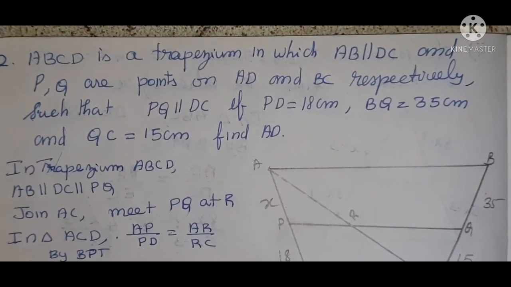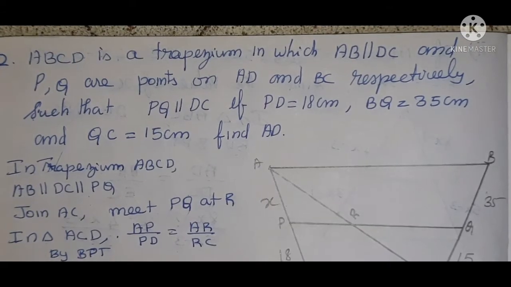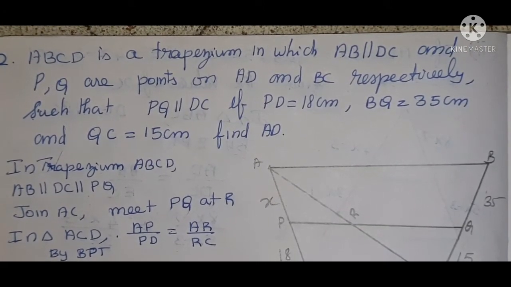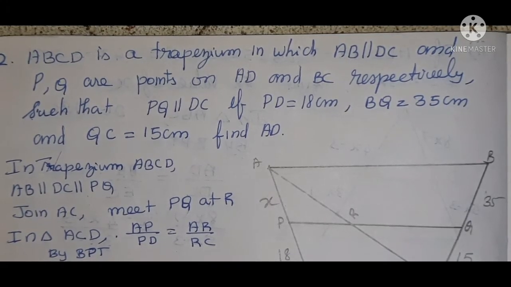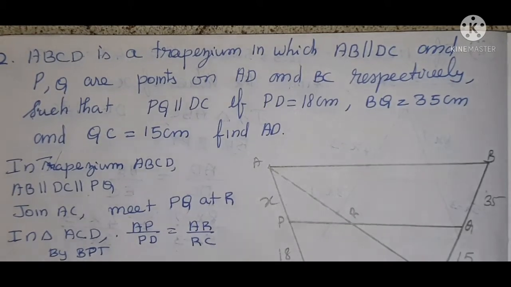ABCD is a trapezium in which AB is parallel to DC, and P and Q are points on AD and BC respectively, such that PQ is parallel to DC. If PD is equal to 18 cm, PQ is equal to 35 cm and QC is equal to 15 cm, find AD.